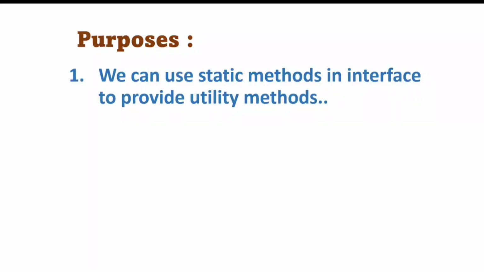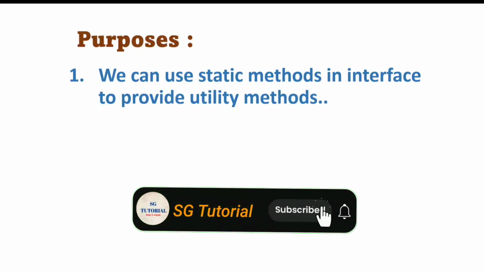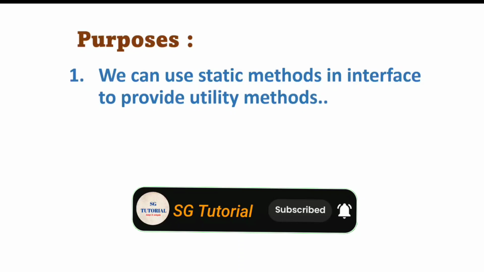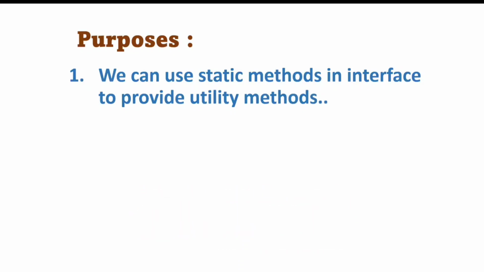Now let's focus on the purpose of static methods. First purpose is we can use static methods in an interface to provide utility methods. And utility methods are a set of methods that perform common mathematical operations such as addition, subtraction, multiplication, and so on. So basically, we can use static methods in an interface to provide utility methods. And what does it mean exactly? I will explain practically. Then you will clearly understand it.